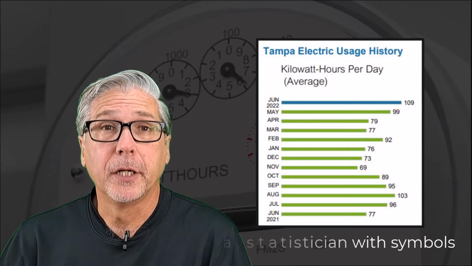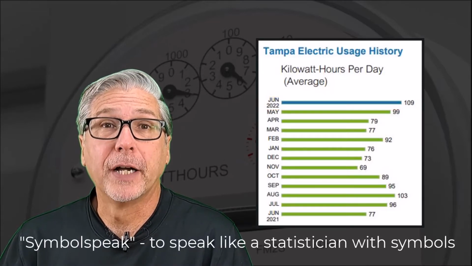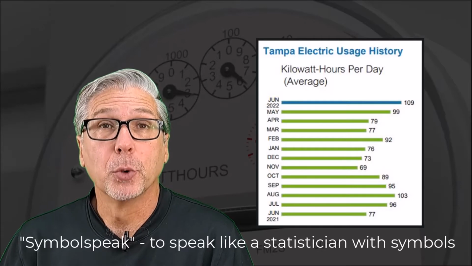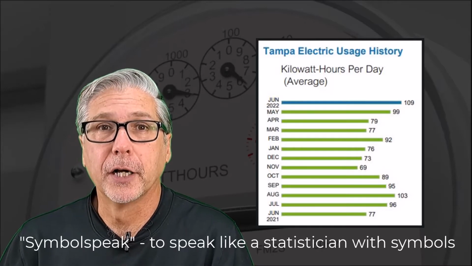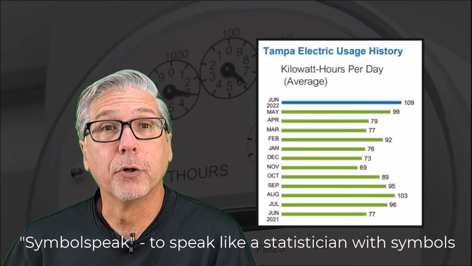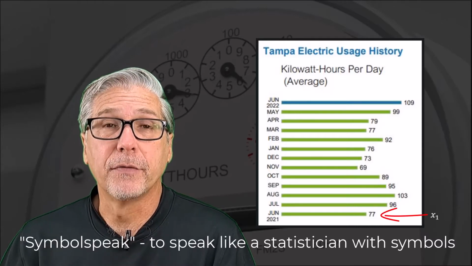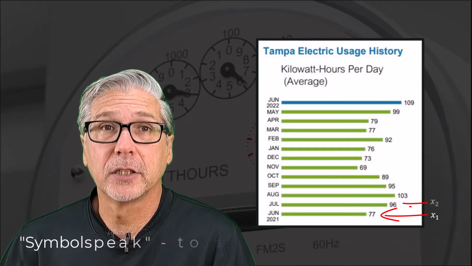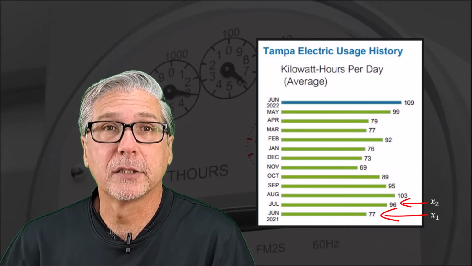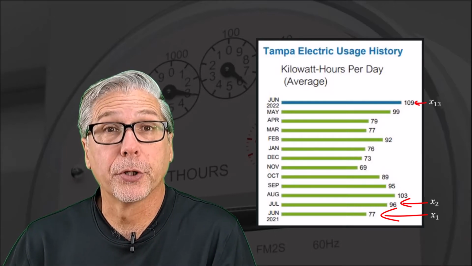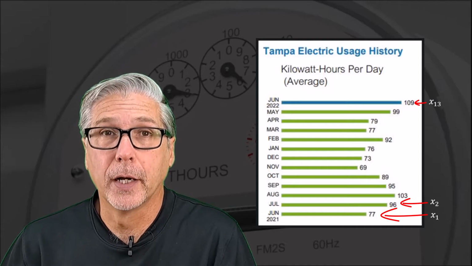In simple speak, we call these individual data values our X's. So we will say the first electric usage value of 77 is our value of X1, and I'll write that as X subscripted with 1. The second value, X2, is 96, etc., all the way through our last value, which I'll call X subscripted with 13, and that value is 109.